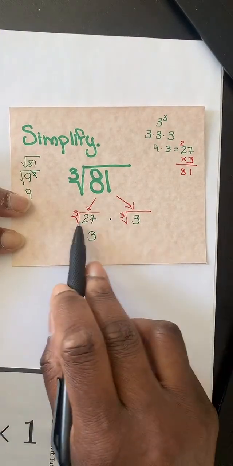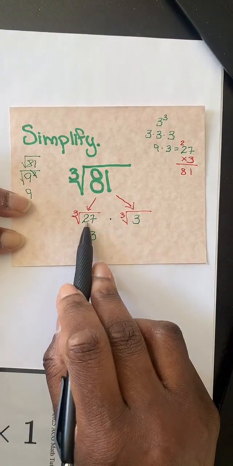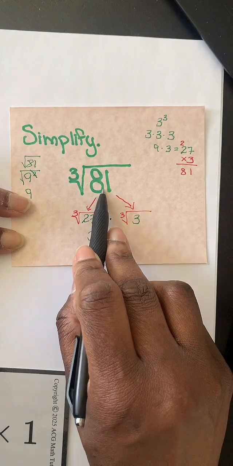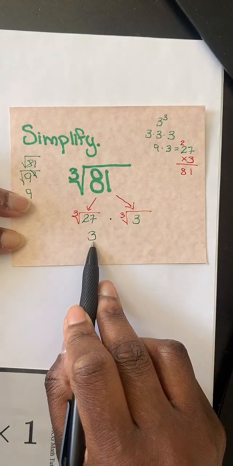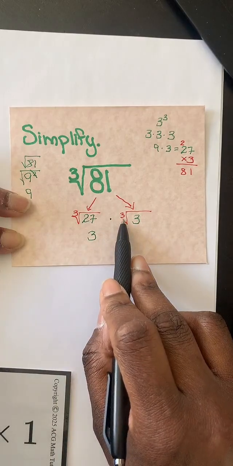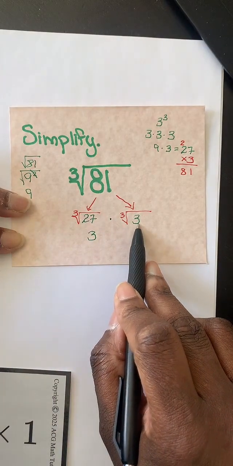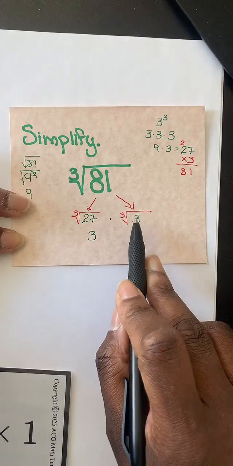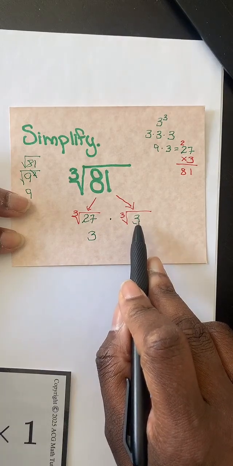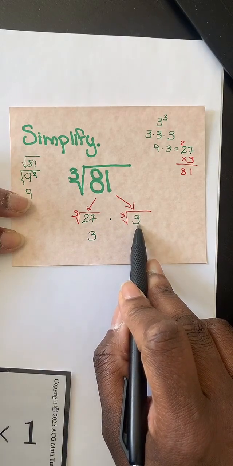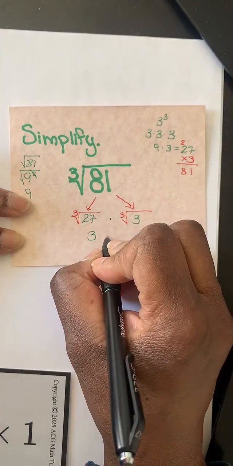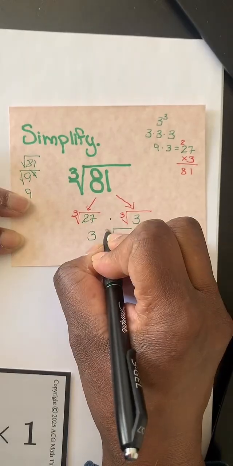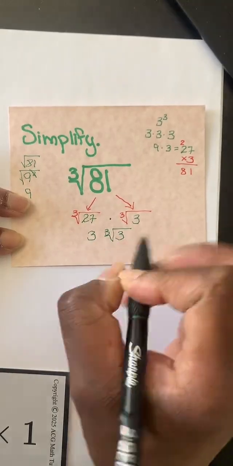That's what we're doing. We're splitting things up. So I know 27 times 3 gives me my 81. The cube root of 27 is 3. But the cube root of 3, we can't break it down. The reason why, 3 is a prime number. So since 3 is a prime number, we can't break it down. But we can sure bring it down.